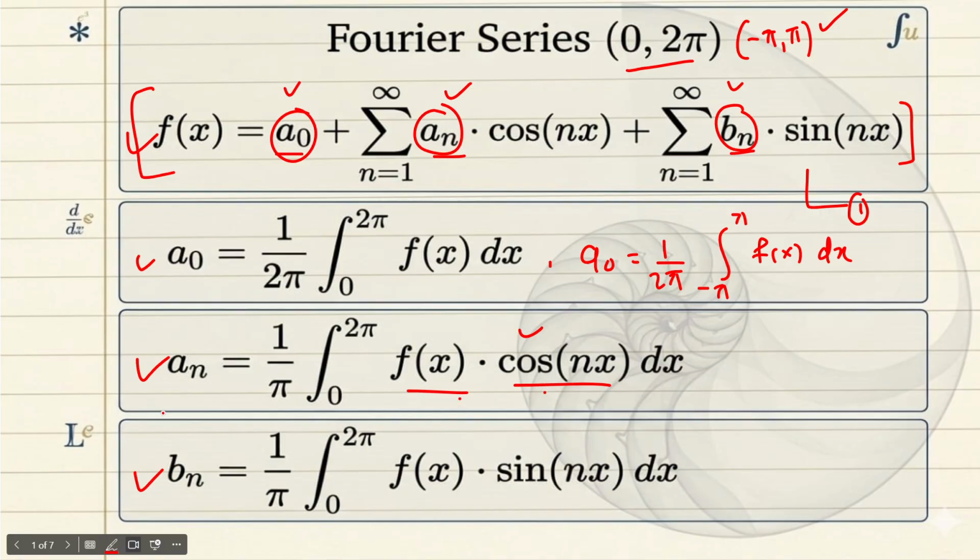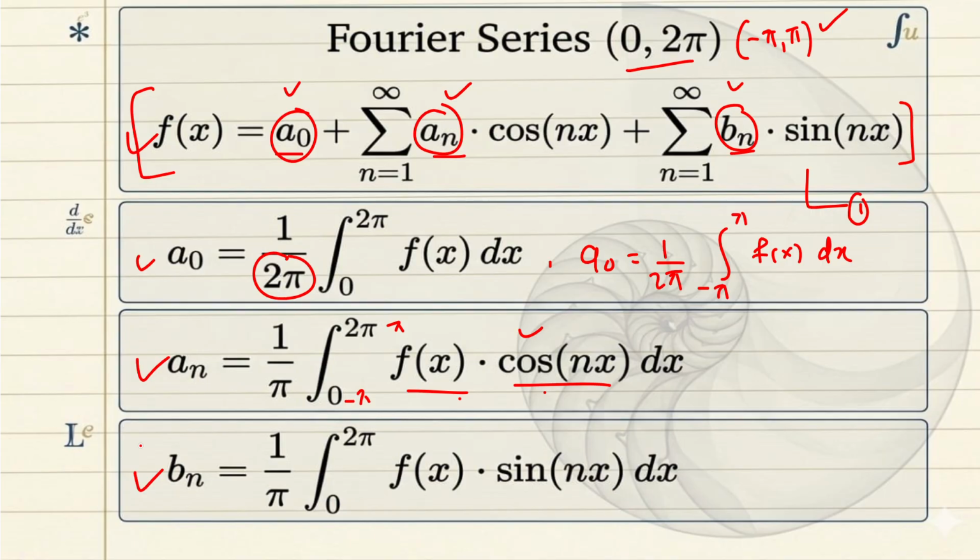If the limits they have given are minus pi to pi, then you just replace the limits here with minus pi to pi. That's it, the remaining formula will be the same. Similarly, the formula of bn is again 1 over pi. You can see here in an and bn the outside term is 1 over pi, and in a0 the outside term is 1 over 2 pi. Remember this.